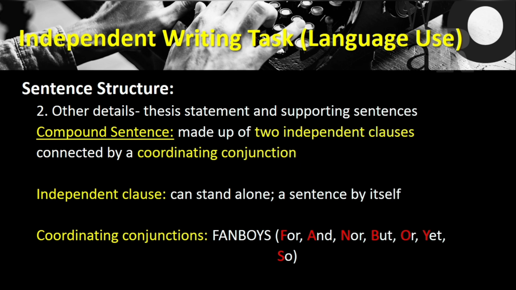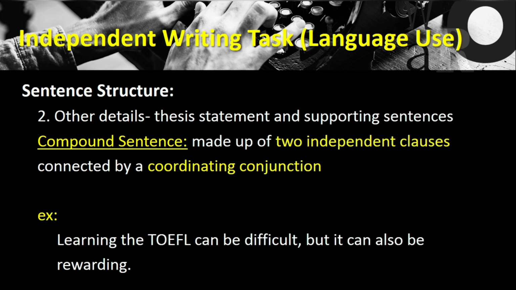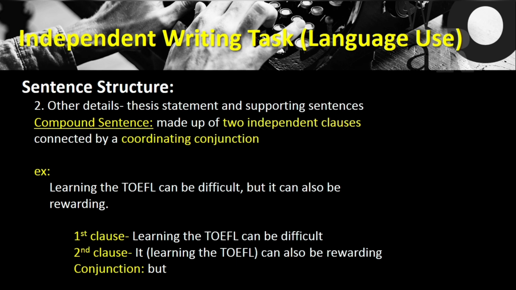Here is an example of a compound sentence. Learning about the TOEFL can be difficult, but it can also be rewarding. Notice that the sentence has two individual parts. Learning the TOEFL can be difficult, is the first. Learning it can also be rewarding, is the second. Then the two sentences were made into one, with the use of the coordinating conjunction, but.